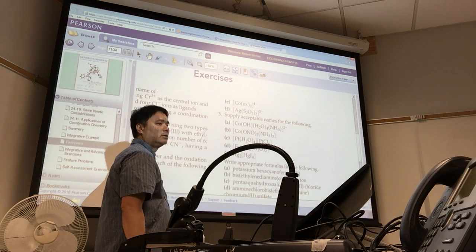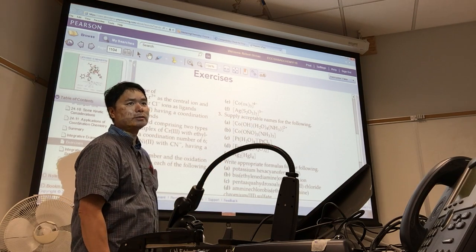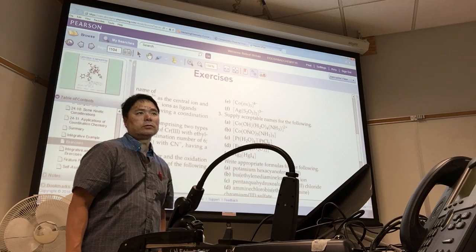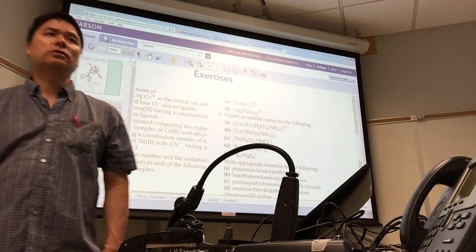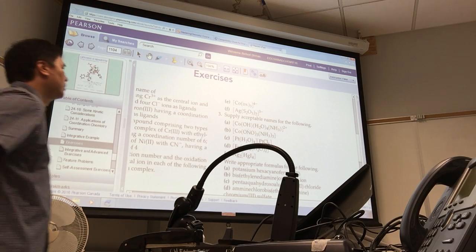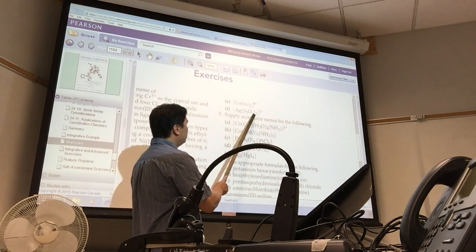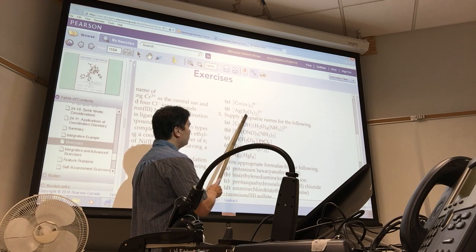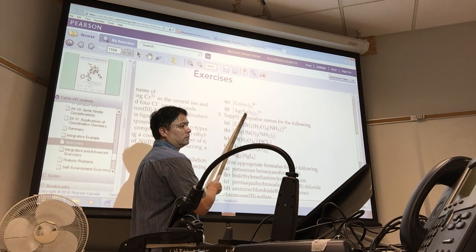S2O3 2 minus. You've heard of S2O3 2 minus? S2O3 2 minus is called thiosulfate. So if thiosulfate's the ion, then the ligand's name would be thiosulfato. And so what would this be? Would it be dithiosulfato or bis-thiosulfato?